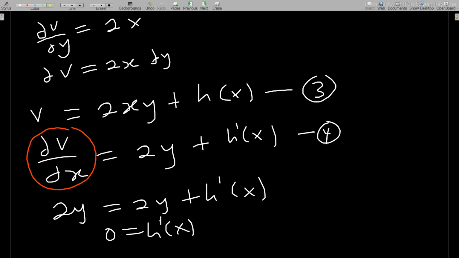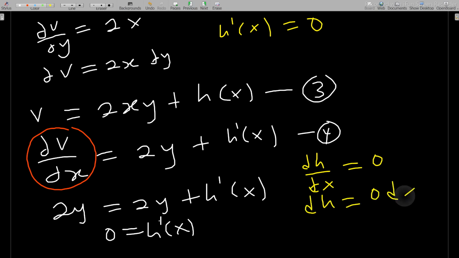So h prime of x is equal to 0. What does h prime of x mean? It means dh/dx, and we are saying that this is equal to 0. So we have dh equals 0 dx. Now try to integrate both sides. I integrate dh with respect to h, I will get h, which will be in terms of h of x. Or you can just leave it as h. And it's equal to the integral of 0 dx. The integral of 0 is a constant, c.